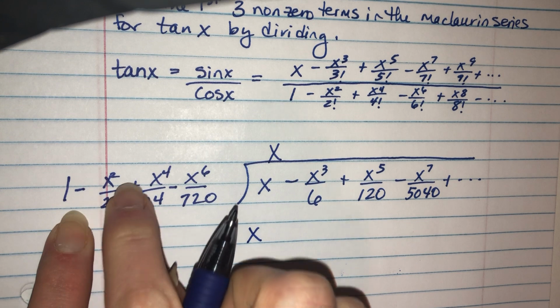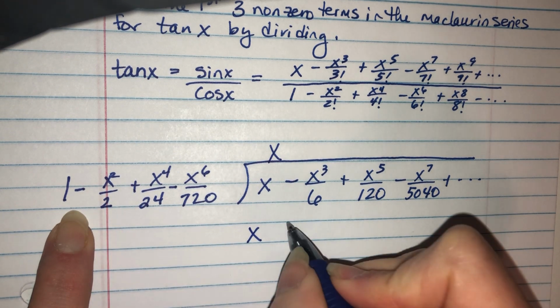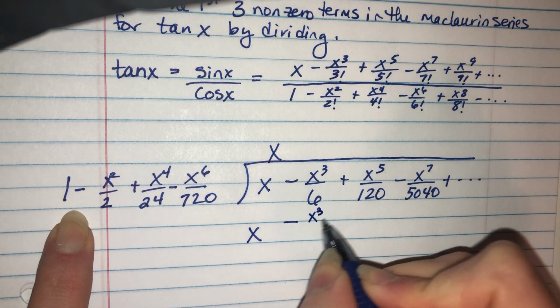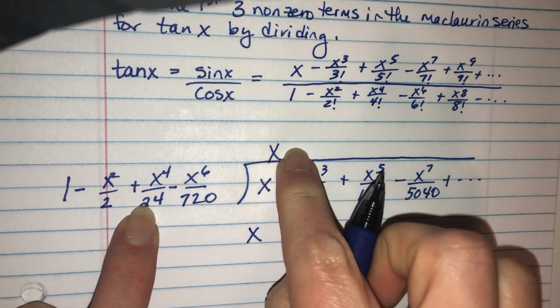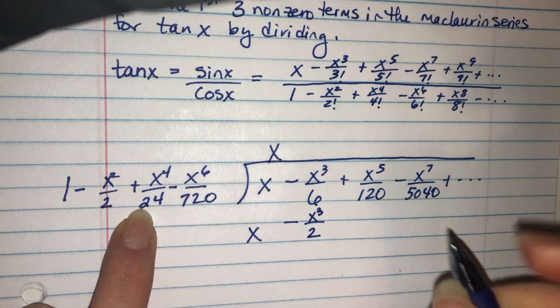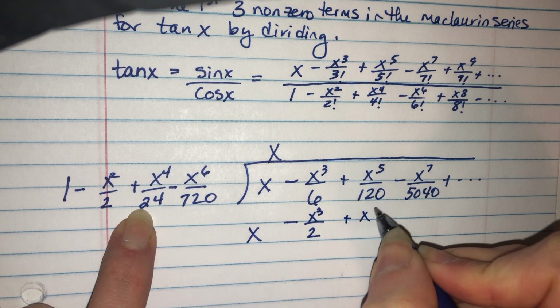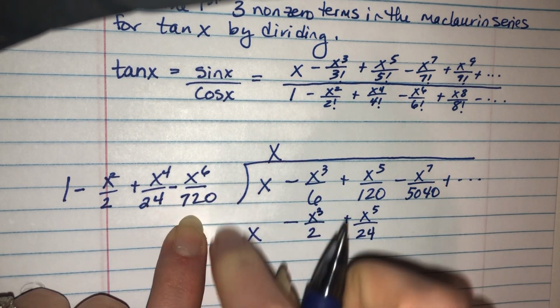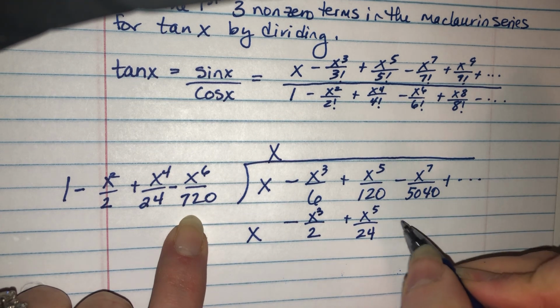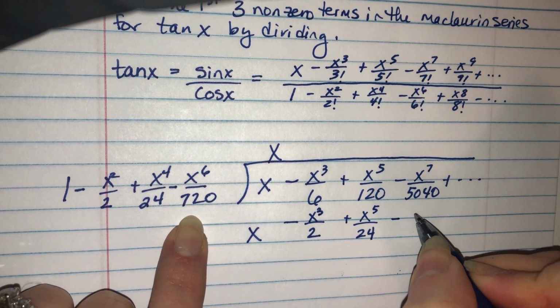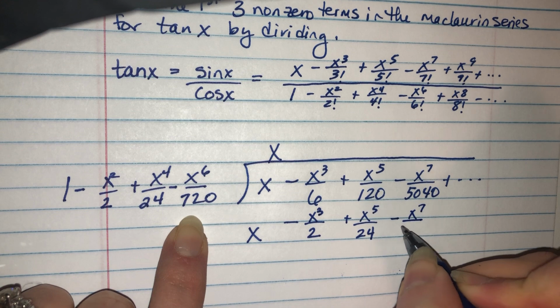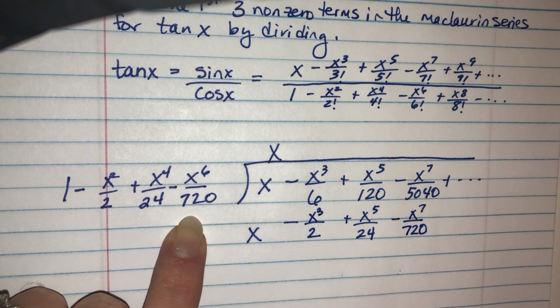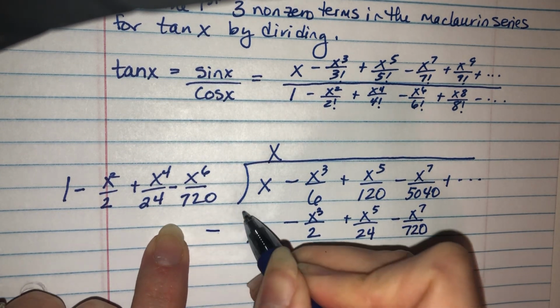X times negative x squared over 2 is negative x cubed over 2. X times x to the 4th over 24 is positive x to the 5th over 24. And x times negative x to the 6th over 720 is negative x to the 7th over 720. Okay, and now we're going to subtract.